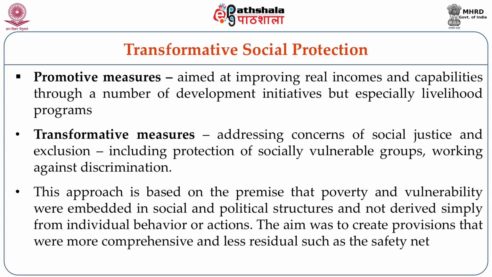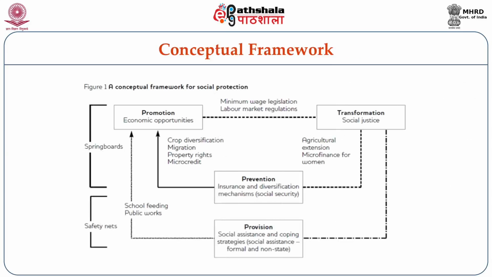So this is also an example of a more universalist, more comprehensive measure of social protection and not a safety net. This diagram, I hope you can see it, essentially sketches the entire transformative social protection framework in terms of what the promotion, the prevention and the provision look like, and how they actually contribute towards increasing social well-being.